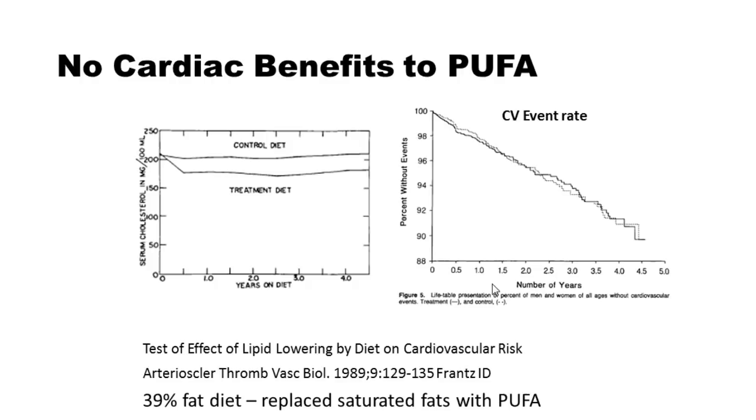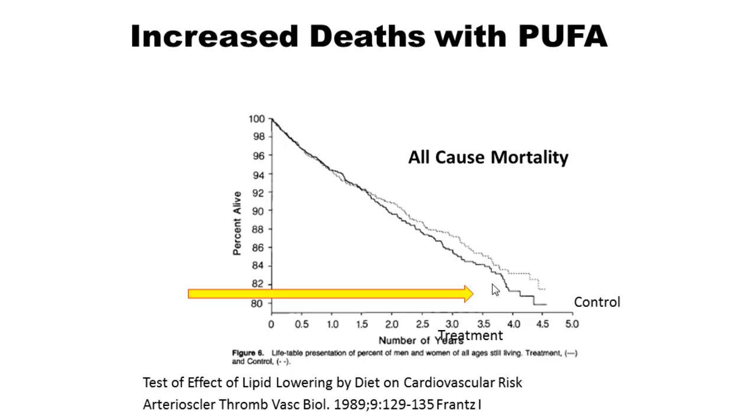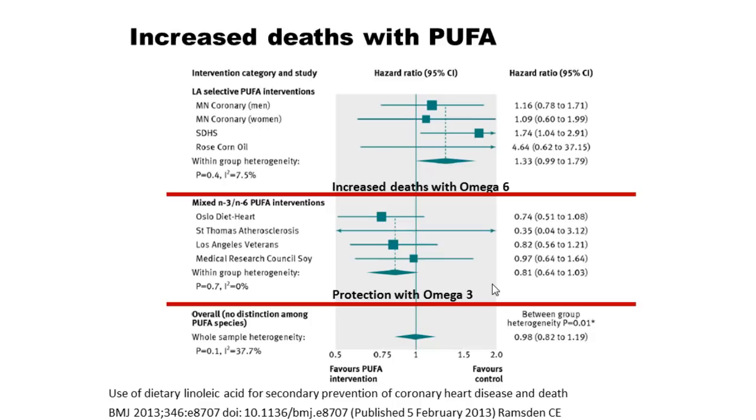The same thing with this one, from France in 1989. He took a large study and put them on the treatment diet, which was reduced saturated fats, switching them over to vegetable oils. No change in the CV event rate, but an increase in all-cause mortality. So in 1989, they already had evidence that eating a lot of these vegetable oils was actually very, very harmful. And a reanalysis by Ramsden in 2013 showed the same thing.